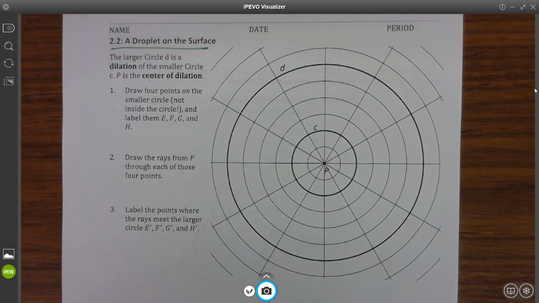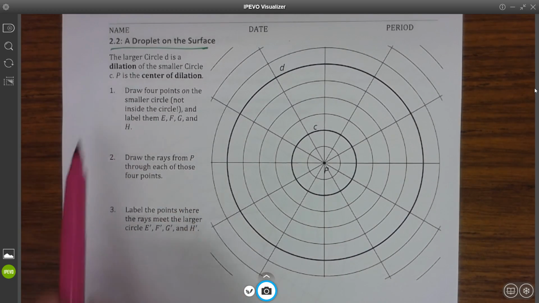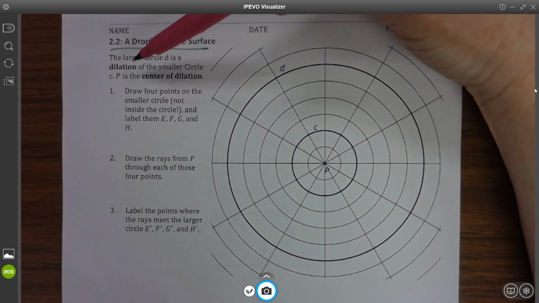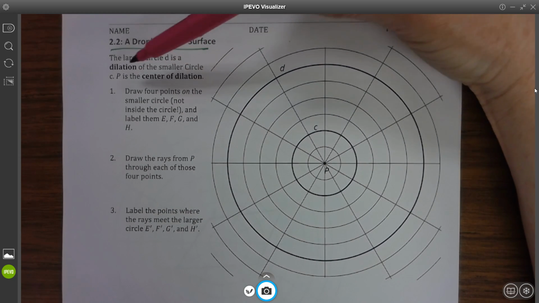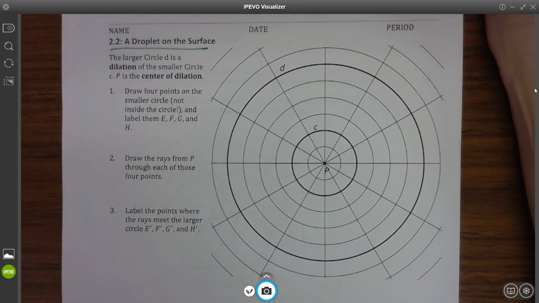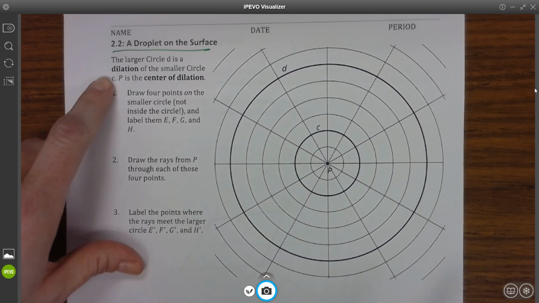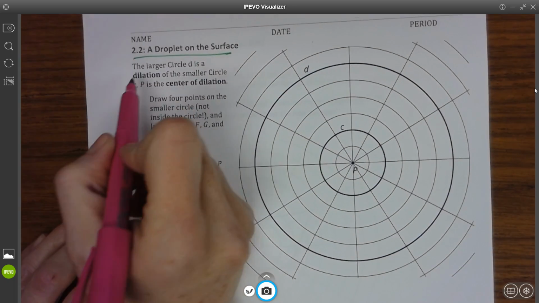All right, now if we look at our directions here, it says, the larger circle D is a dilation of the smaller circle C. P is the center. Okay, so remember our dilation. We're going to write this again.